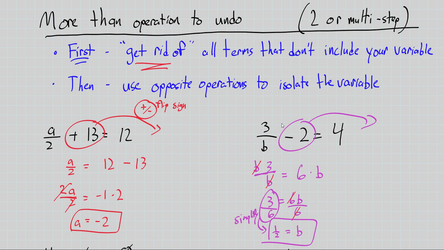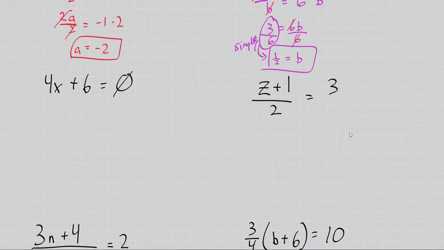And if we check in our initial thing, 3 over b minus 2 is equal to 4. 3 over a half, 3 divided by a half, is the same as 3 times 2, which is 6. And 6 minus 2, yeah, that's 4. It just balances out to our right-hand side. We're okay. Let's do some more here.